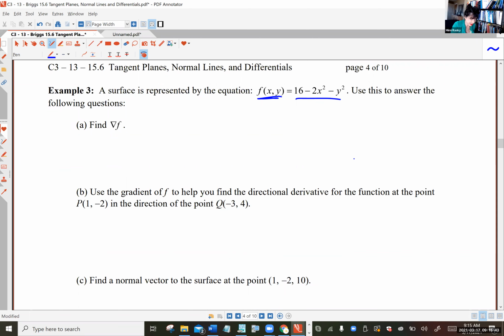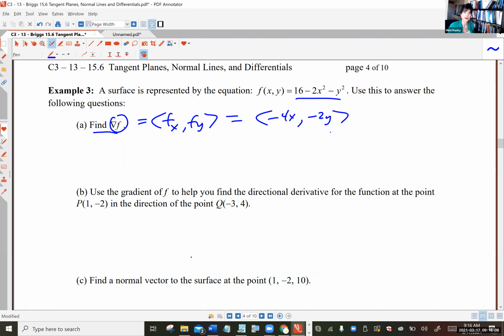So take a look here. We're going to find little del f. You have to be careful, because this is a two-dimensional vector, not three, that contains the first partials of this function f. Okay, fine. It looks like this is a pretty easy function to find the partials for. So I'm just going to go ahead and get it, and I'm done with part A.